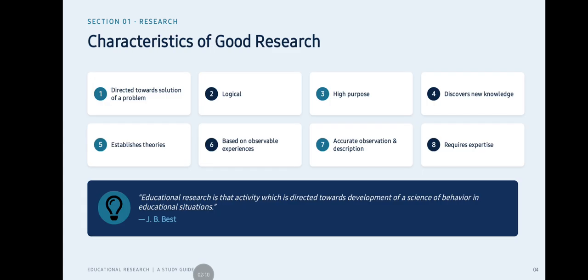What are the characteristics of good research? Directed towards solution of a problem, logical, high purpose, discover new knowledge, establishes theories, based on observable experiences, accurate observation and description, requires expertise. Educational research is that activity which is directed towards development of a science of behavior in educational situations.